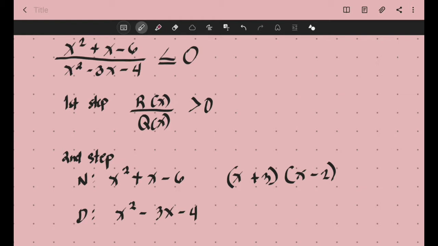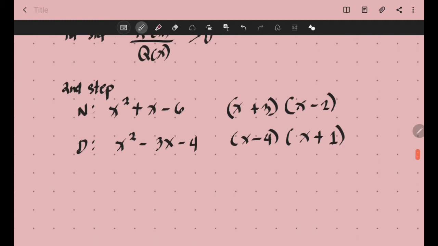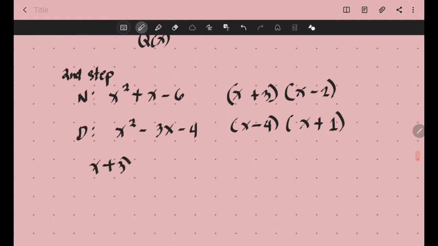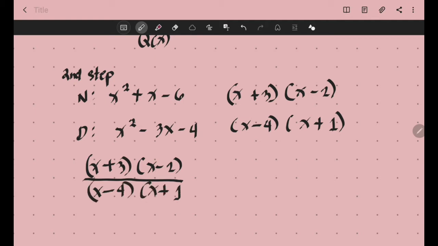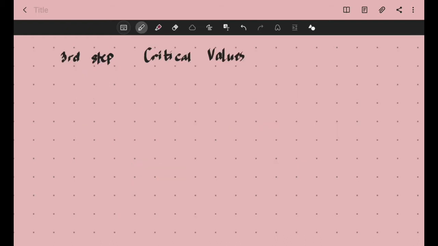And for our denominator, we have x squared minus 3x minus 4. Its factors are x minus 4 multiplied by x plus 1. So we have now x plus 3 multiplied by x minus 2 all over x minus 4 multiplied by x plus 1 is less than or equal to 0. So it is now simplified and factored. For our third step, we have to get our critical values. So for us to get our critical values, we have to set our numerator and denominator to 0.